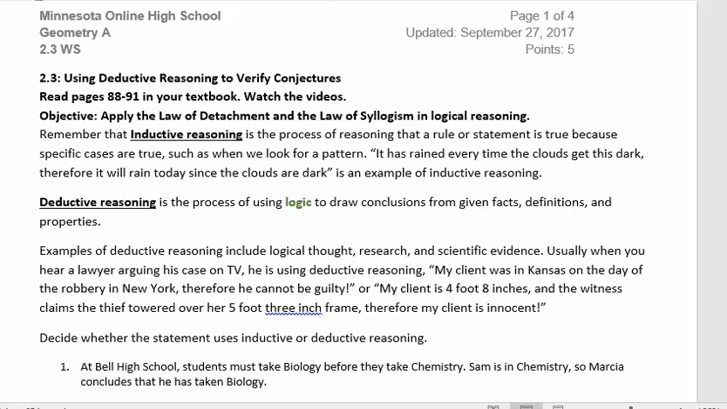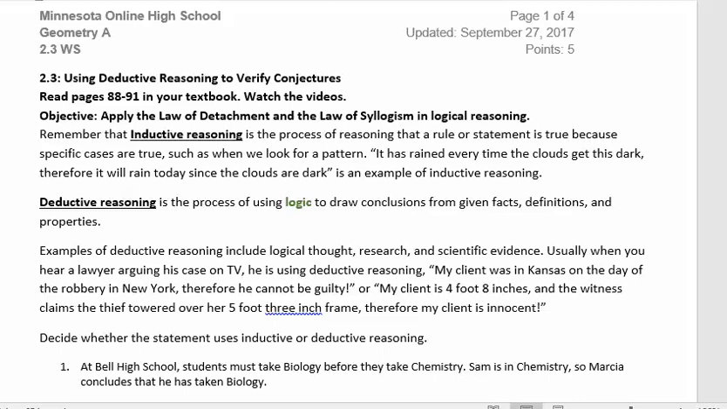So first you should read pages 88 to 91 in your textbook to get a good overview of what is in this section. Watch a video like this one, or the videos that are linked to from your textbook, or the longer video that is in your assignment.